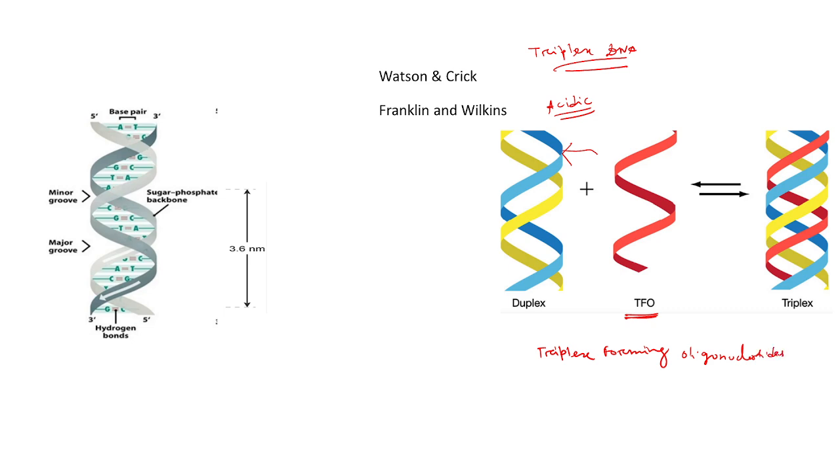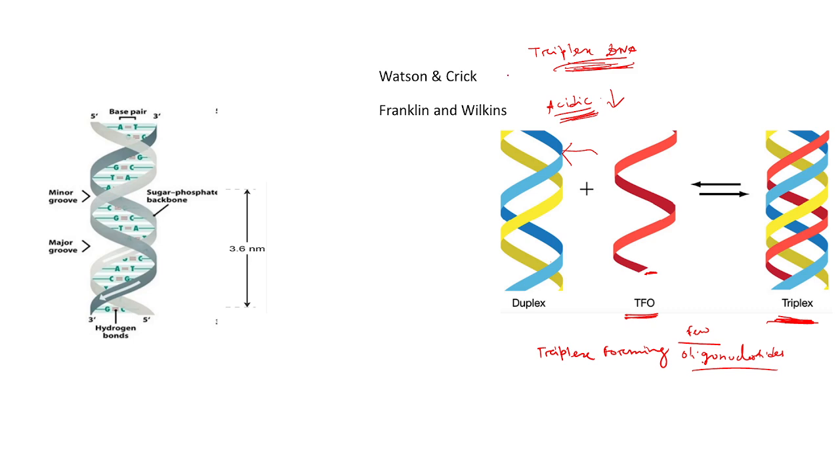Always this third strand is very small, that's why it is called oligonucleotide. Oligo means very small or few. So few nucleotides are present in the third strand, the triplex forming oligonucleotide. Now it joins to a duplex and forms a triplex structure, or triplex DNA. It is only present in low pH or acidic condition.